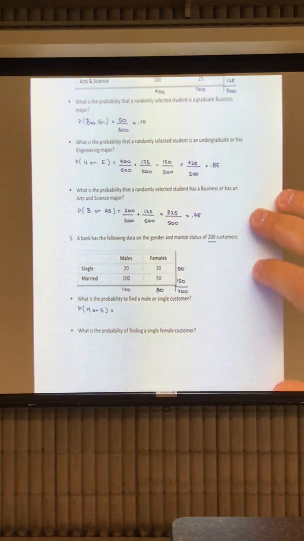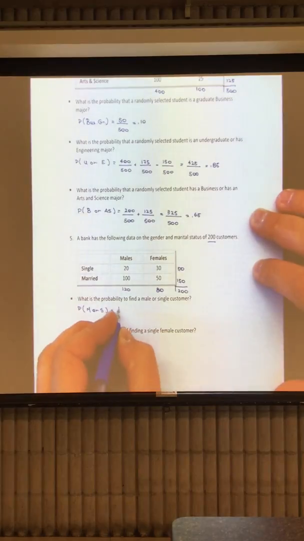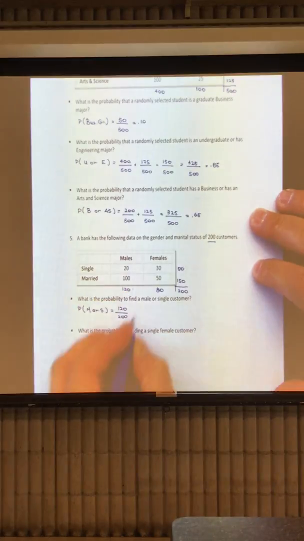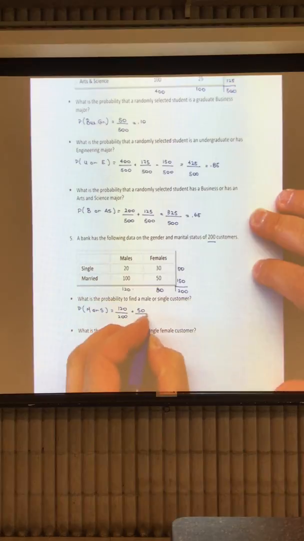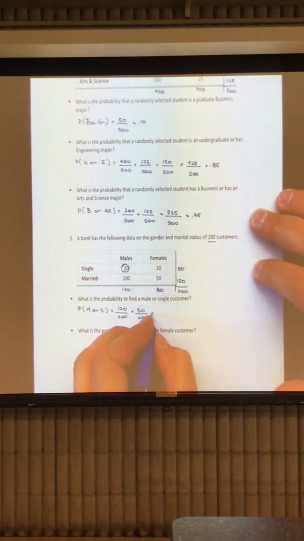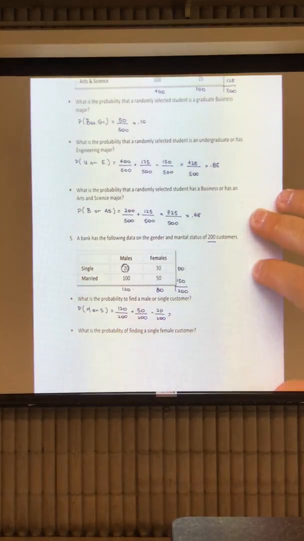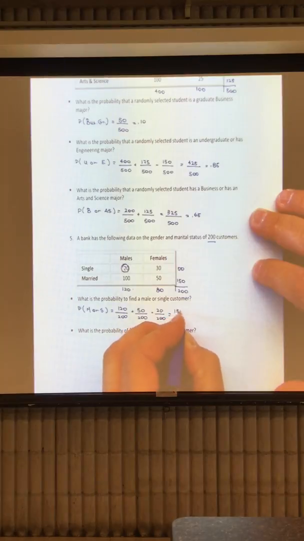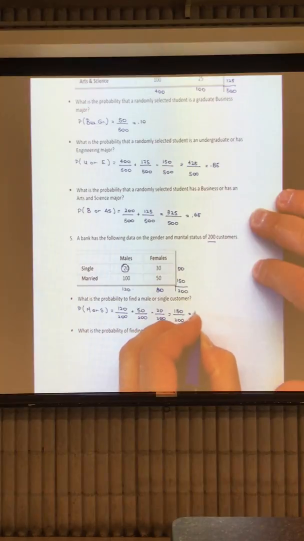The probability to have a male will be 120 over 200, plus the probability to have a single will be 50 over 200, and then we have the point of intersection, male single, which is 20, and we have to subtract this number. So as soon as we do the calculation, this is 150 over 200, which is 0.75.